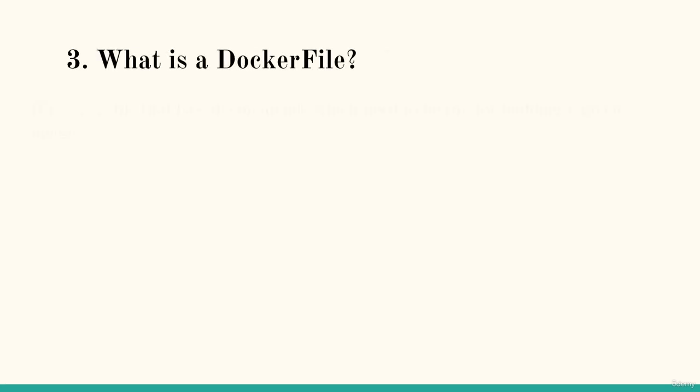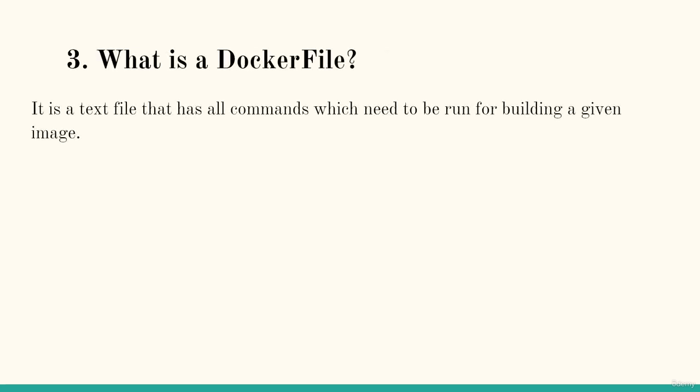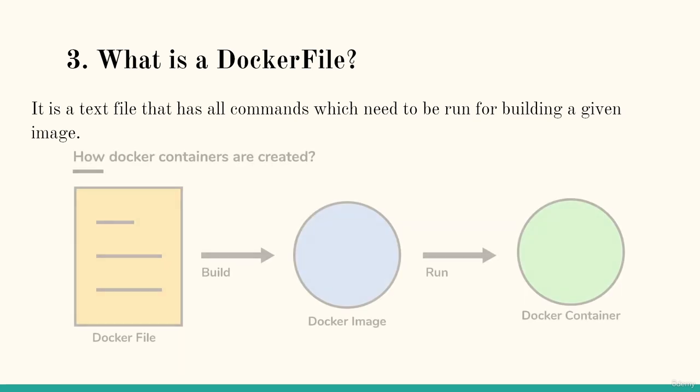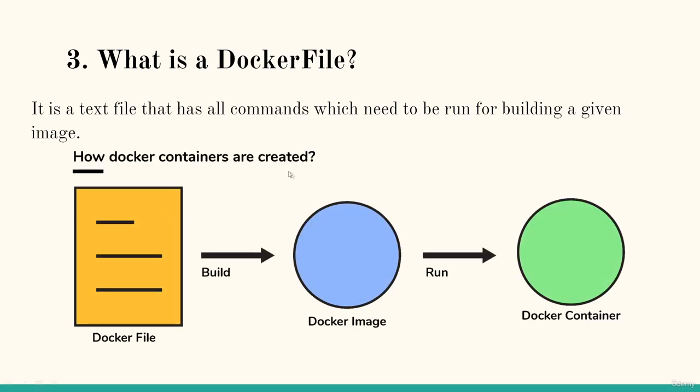What is a Dockerfile? It is a text file that has all the commands which need to be run for building a given image. So let's see this image. This is how Docker containers are created. We have a Dockerfile, and then we build it. Then we have a Docker image, and after that we run a container from this image. So as you can see, we get a Docker container.